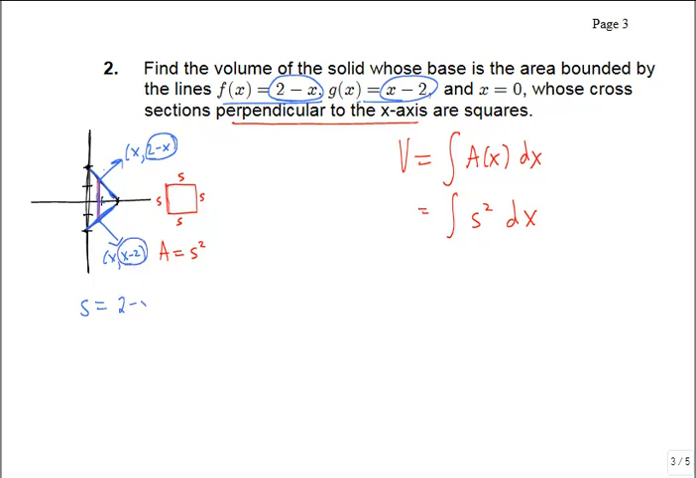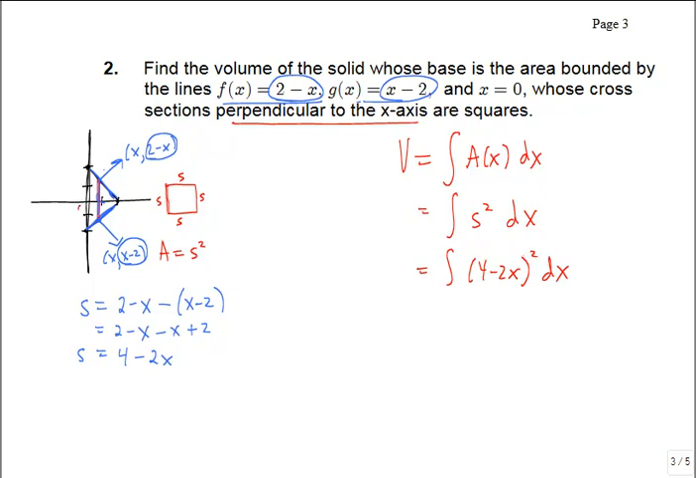So the top y value is 2 minus x minus the bottom y value. Use parentheses here because we want to subtract all of it. So when I distribute my negative across, this simplifies into 4 minus 2x. So my s is 4 minus 2x, so that's what I'm going to change this s to right here. It's going to become (4 minus 2x) quantity squared dx. So there's my side squared. All I need now are my bounds, and I'm ready to go.